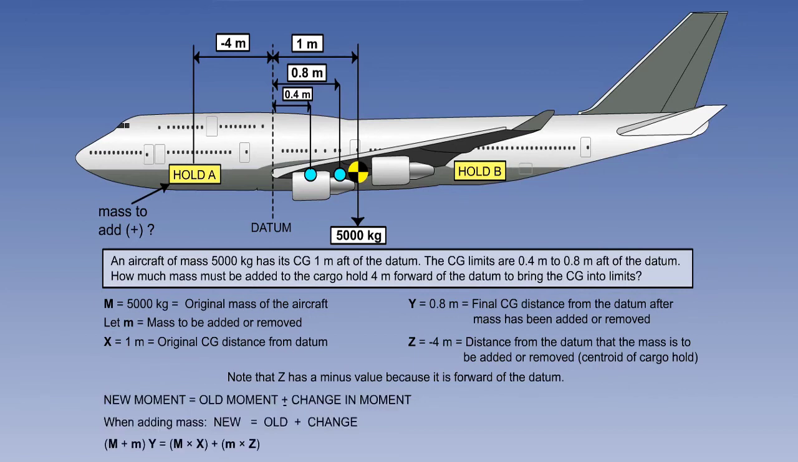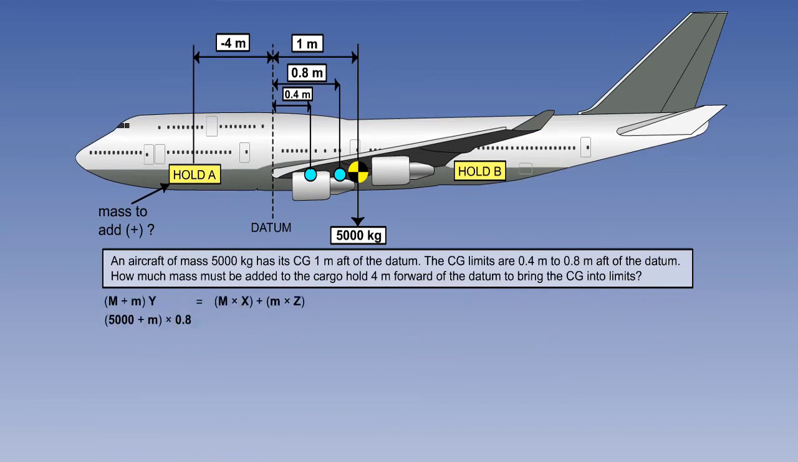Write down the formula and make sure that the change in moment is in the correct sense. In this case, it is a positive because we are adding mass. We are now ready to place the known values into the first line of the formula. On the left side of the equation, put in brackets the original mass big M, 5,000, plus the mass to add, little m.